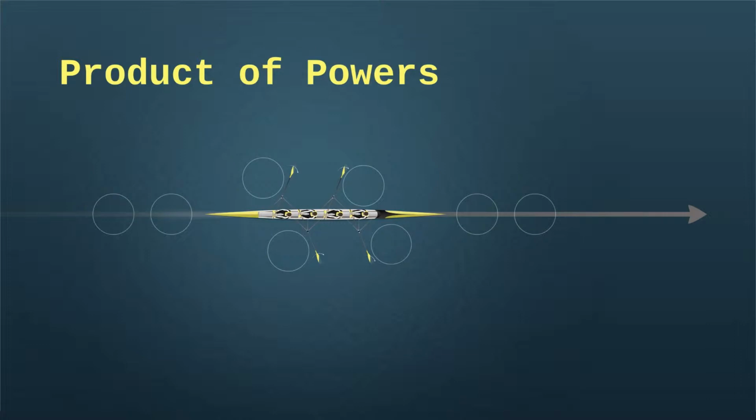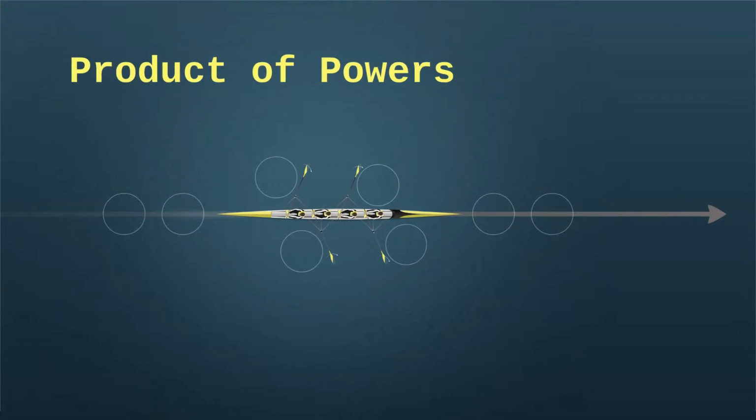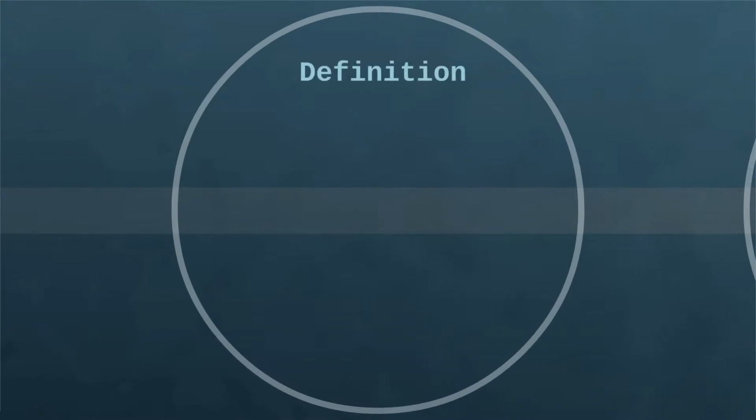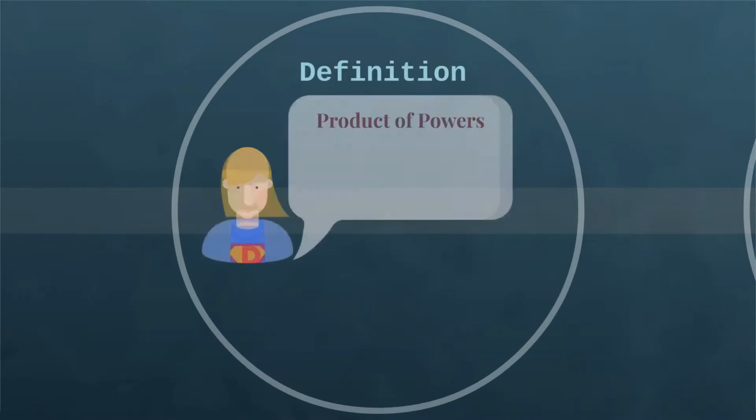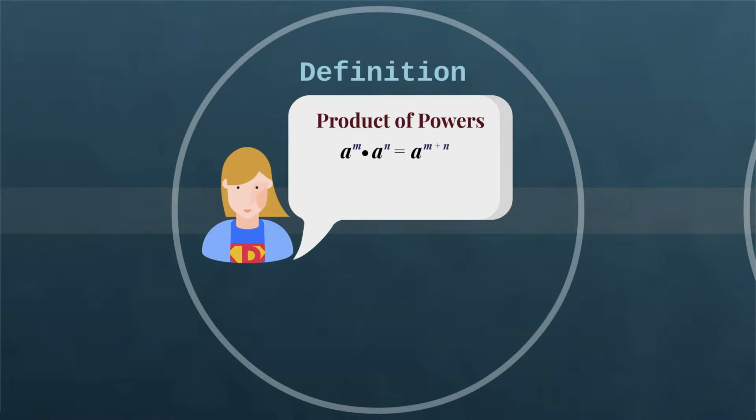In this presentation, we will be learning how to solve products of powers. In order to solve product of powers, we should first know its definition. Product of powers can be represented as the product of a raised to m and a raised to n equals a raised to m plus n, where a can be any number and m and n are integers.